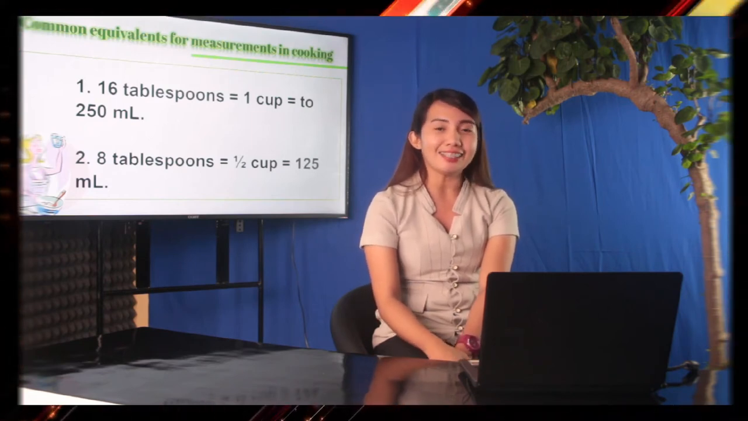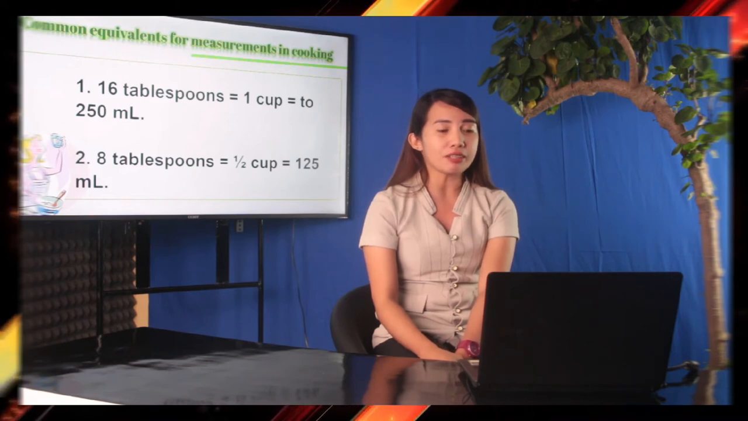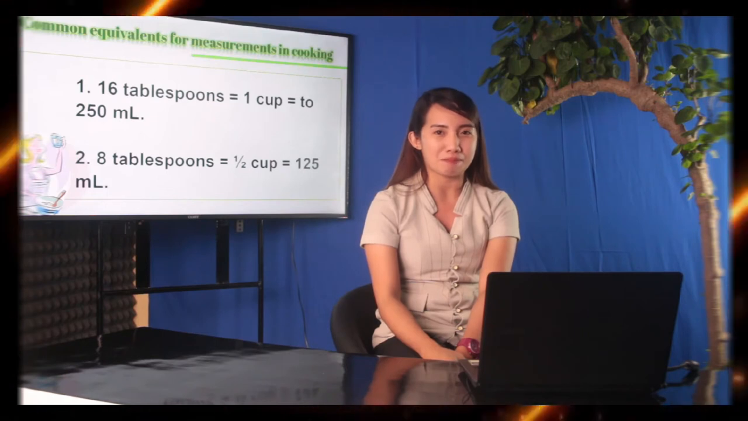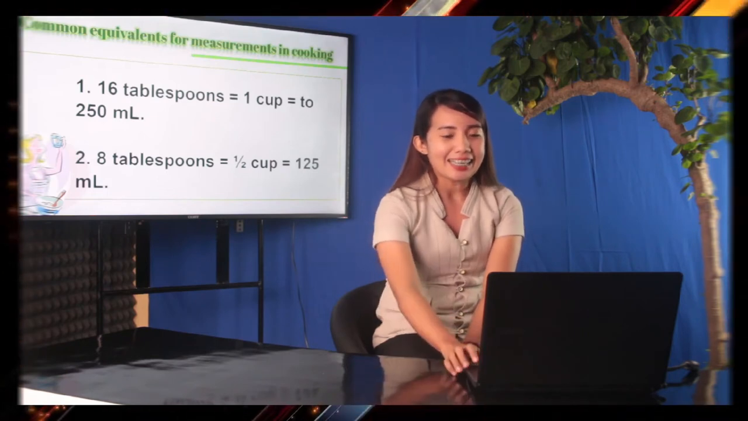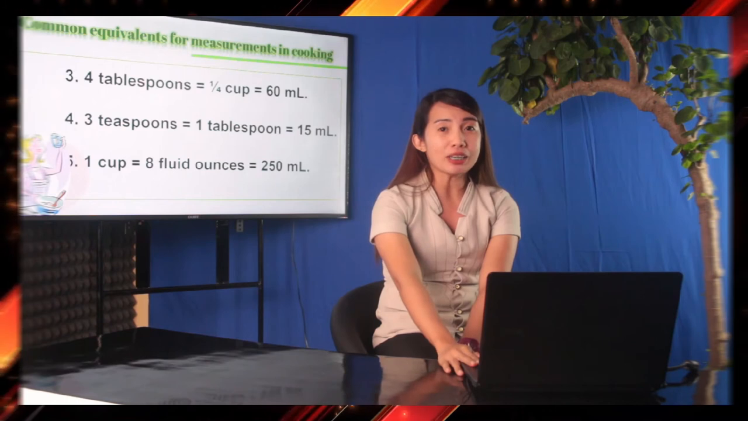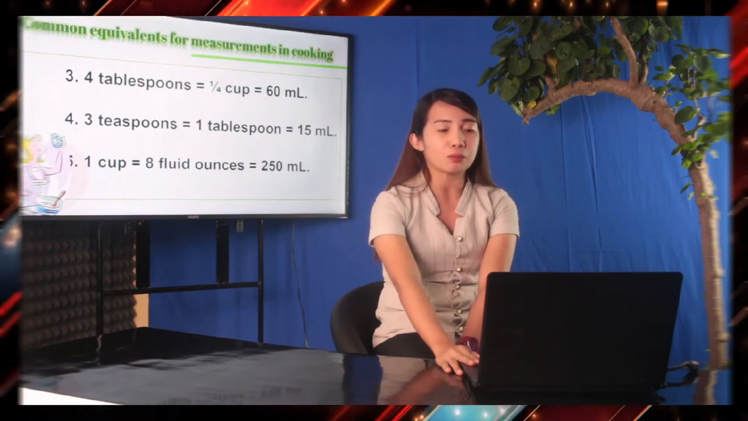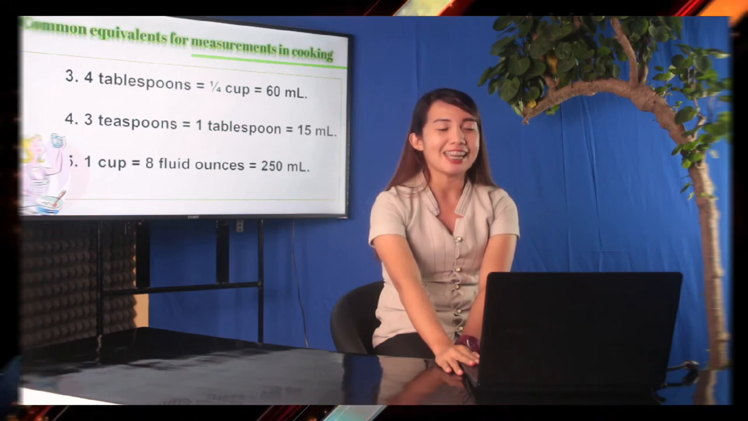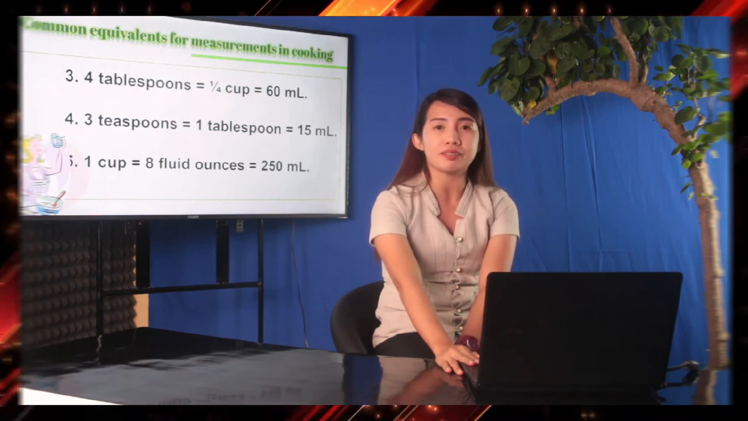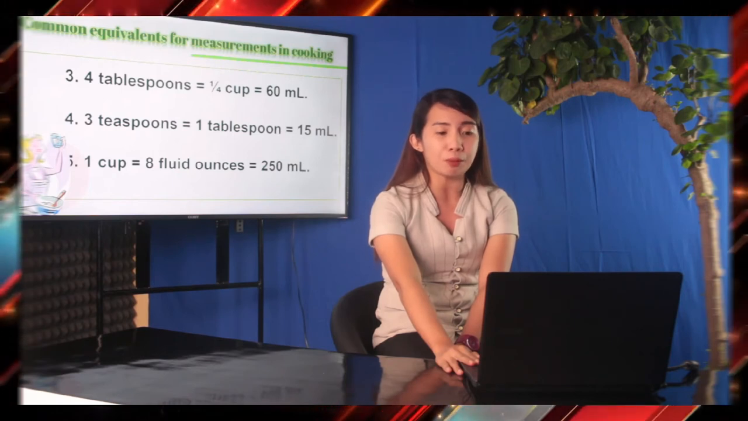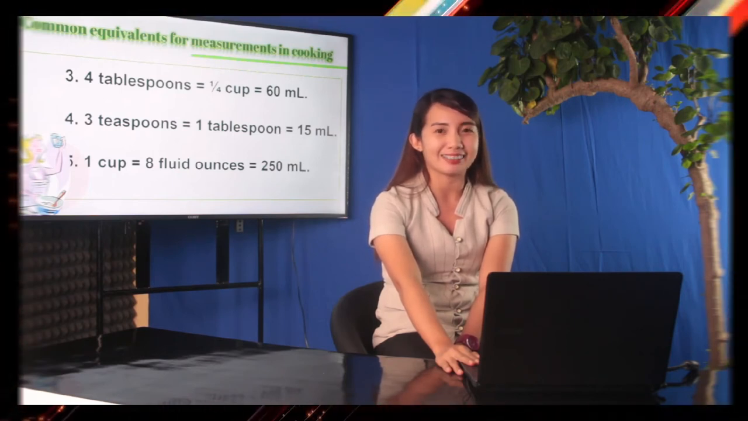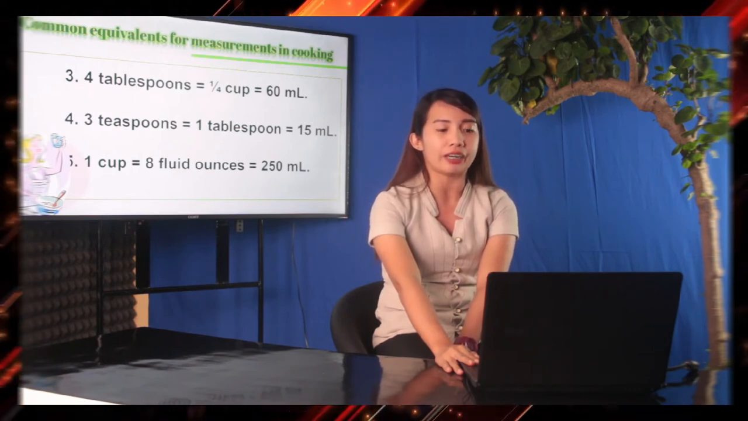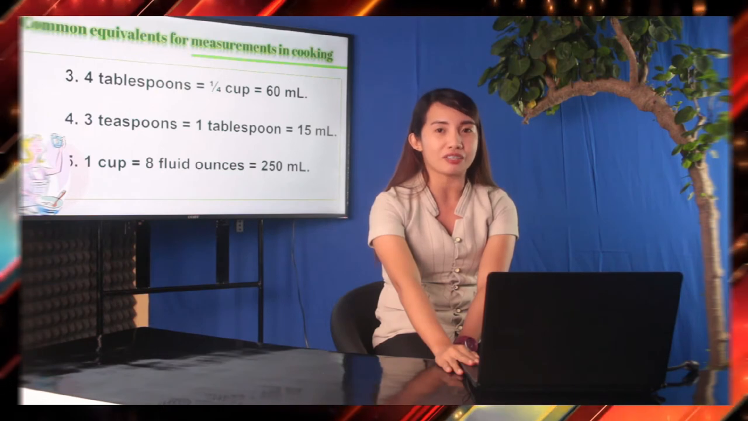Next is 8 tablespoons, which is also equivalent to 1/2 cup or 125 ml. Next, we have 4 tablespoons, which is also equal to 1/4 cup or 60 ml. Next is 3 teaspoons, which equals 1 tablespoon or 15 ml. Next is 1 cup, which is equivalent also to 8 fluid ounces or 250 ml.